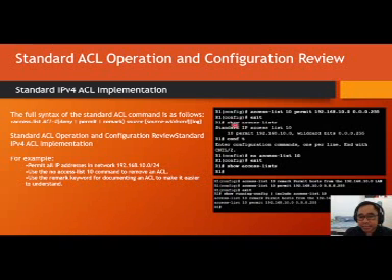So from here you can see the implementation of IPv4 ACL. The full syntax of the standard ACL command, as you can see from the right. So standard ACL operation and configuration: review standard IPv4 ACL implementation. For example, permit all addresses in network 192.168.10.0/24. Use the no access-list 10 command to remove an ACL. Use the remark keyword for documenting an ACL to make it easier to understand.